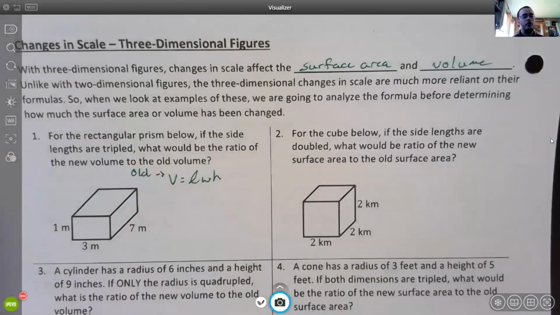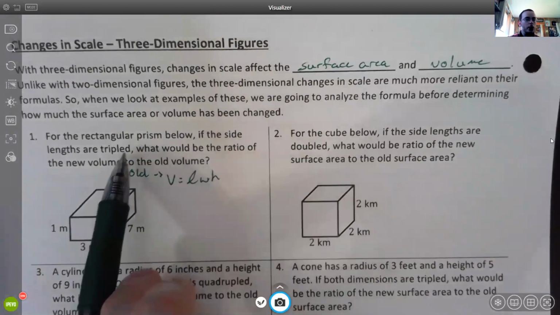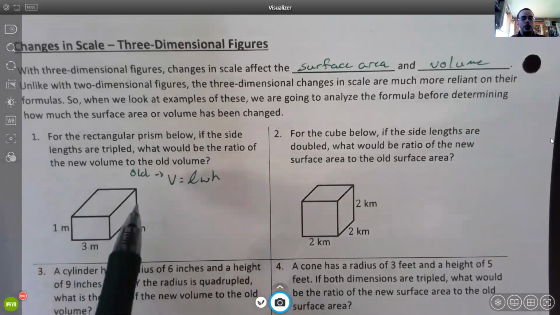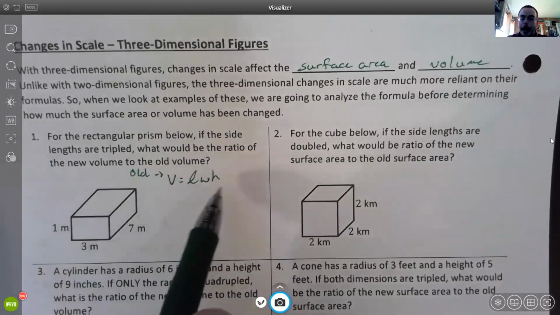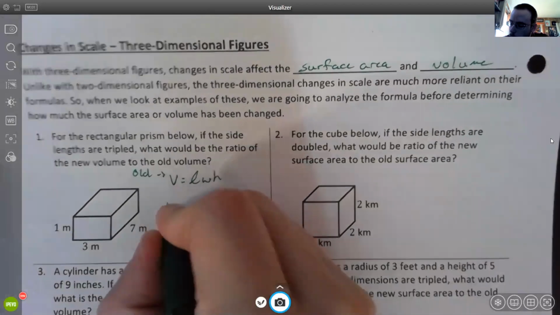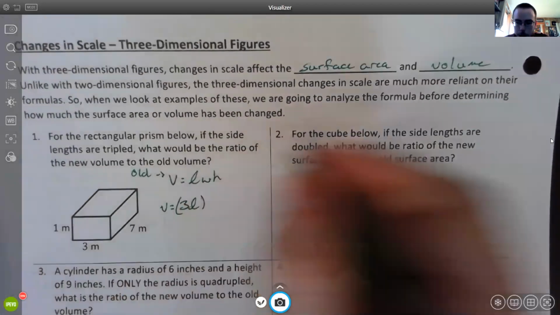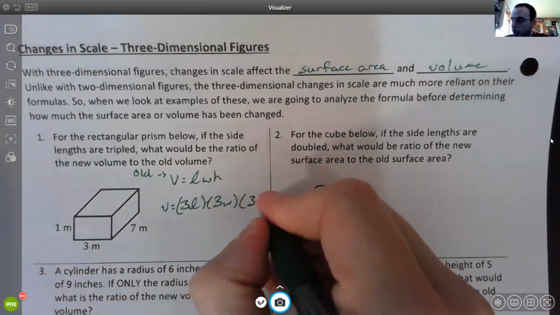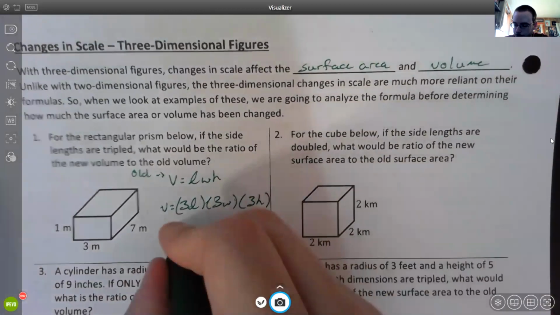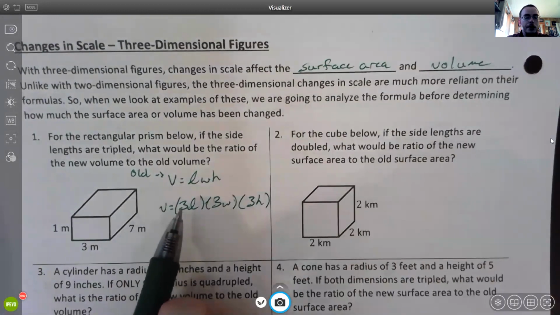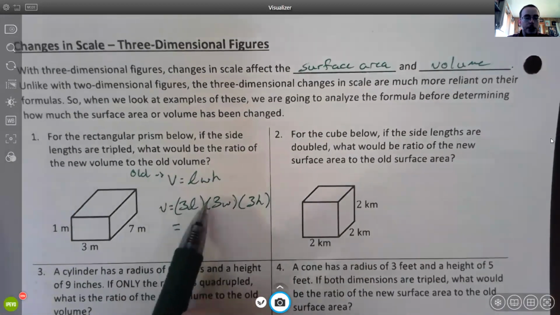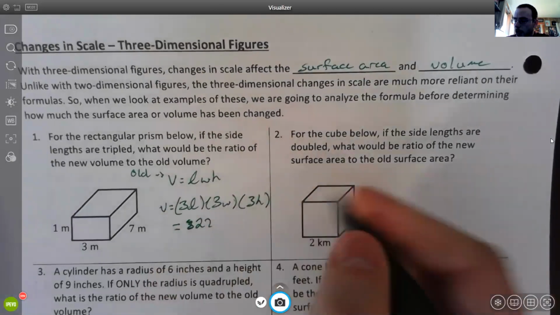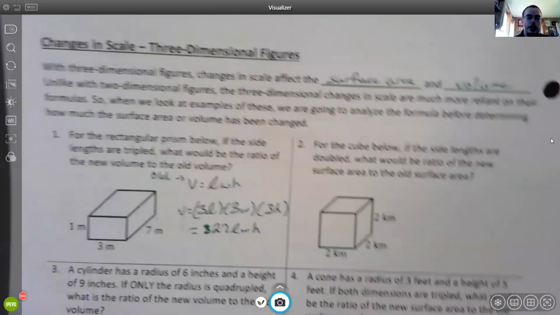Now what we're going to do is it says the side lengths are tripled, and it doesn't say anything about just one or two of them being tripled. It means all of them. So what we're doing is tripling the length, width, and height. So our new volume is going to be 3L because we tripled the length, 3W because we tripled the width, and 3H because we tripled the height. Well, if we take the numbers in front, we take 3 times 3 times 3, which would be 27, and then that leaves behind length times width times height.